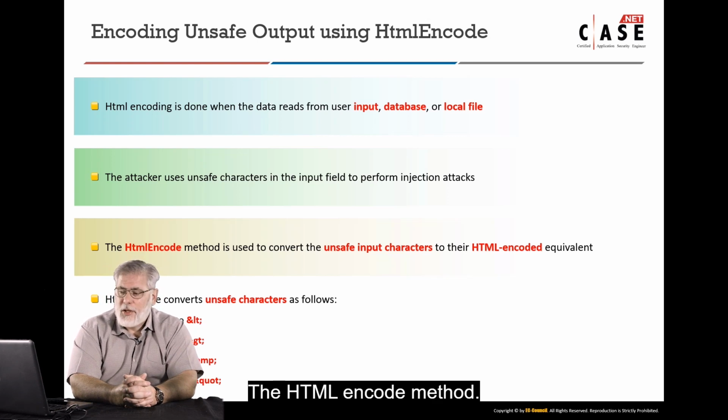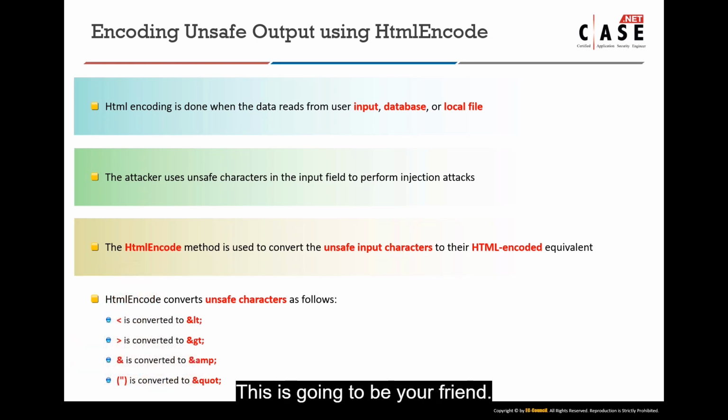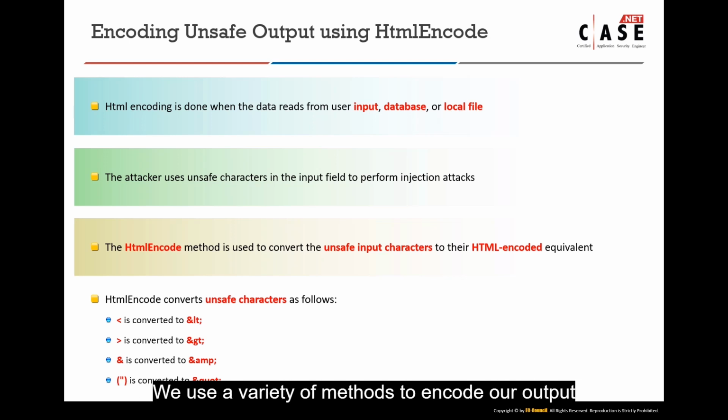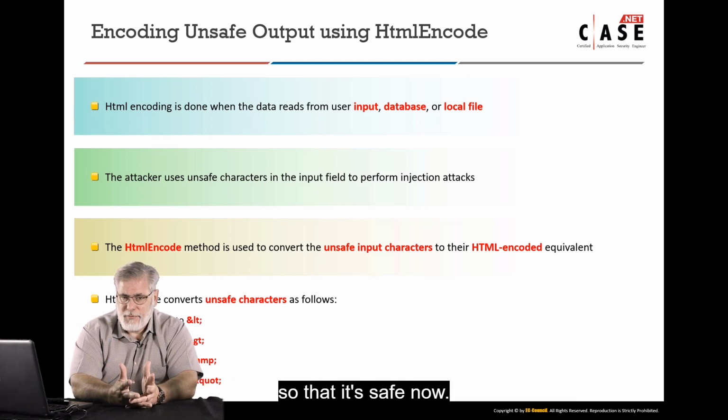The HTML encode method, this is going to be your friend. It encodes unsafe characters and converts them. So that bracket that looks like a less than symbol becomes &lt. The other side of that bracket that looks like a greater than becomes &gt, greater than. And we do the same thing with the ampersand and the quote and other characters that could be used in an attack. We use a variety of methods to encode our output so that it's safe now.